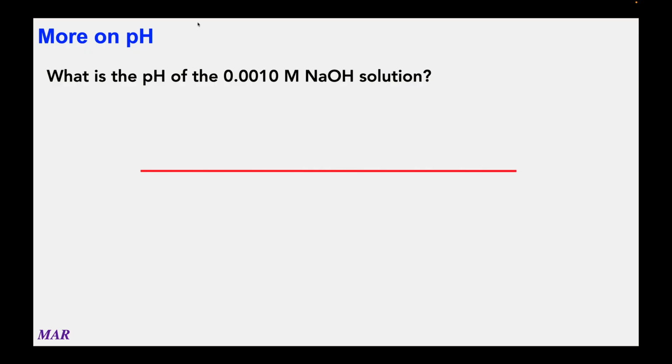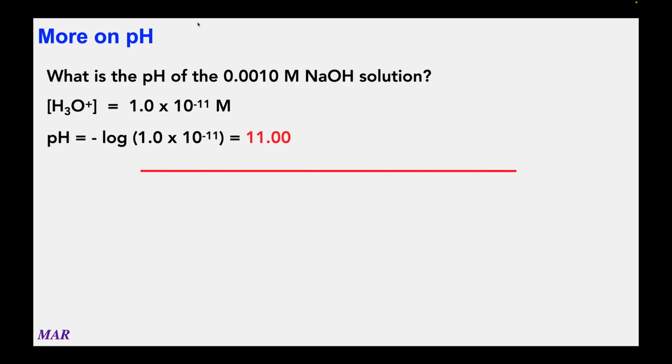Okay, so here we want to find the pH of a 0.0010 molar sodium hydroxide solution. No problem. What we need for figuring out pH is hydronium, not hydroxide. Earlier we calculated that the hydronium would be 1.0 times 10 to the minus 11th moles per liter. That's the number we need for pH, not hydroxide, but hydronium. So minus log of 1.0 times 10 to the minus 11th comes out to be a pH of 11.00.